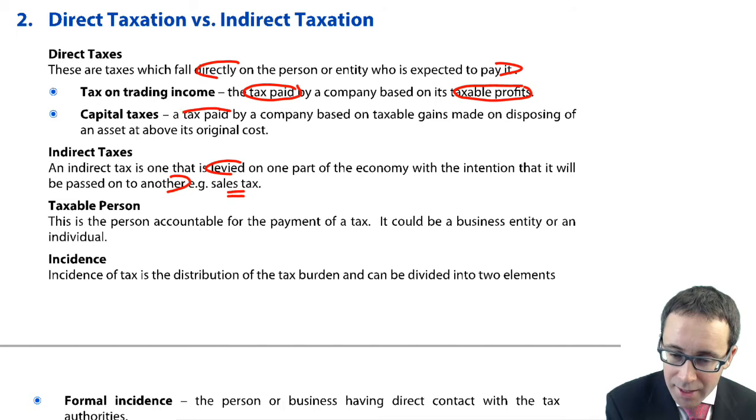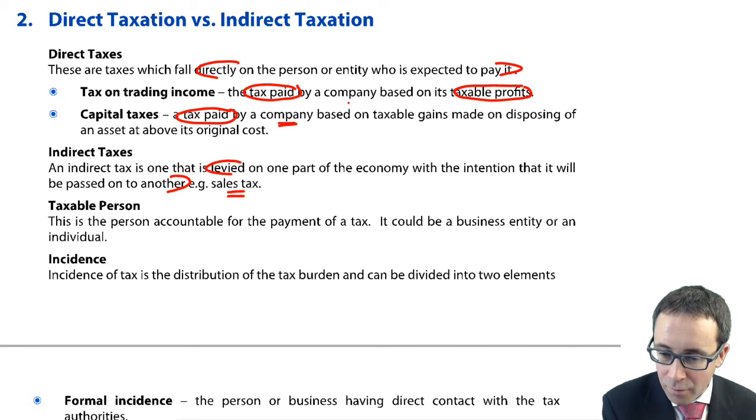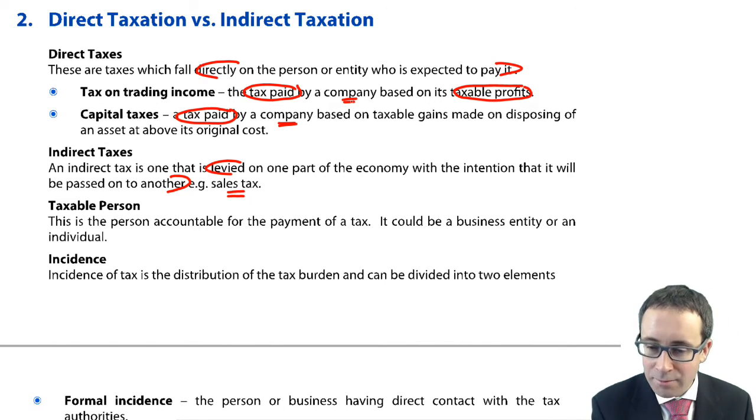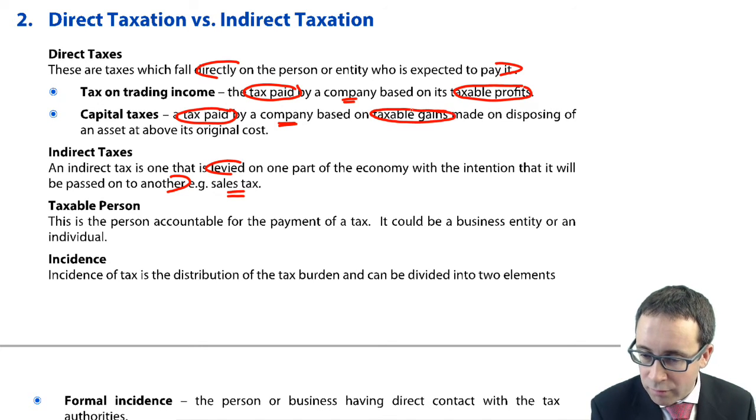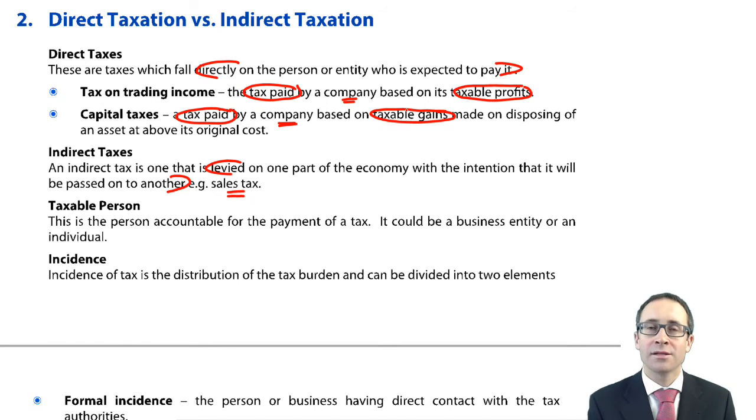Again, it is a tax paid, like before, by a company, and that's based upon not just your taxable profits, but instead taxable gains. So when you have bought an asset and then sold it in the future at above its original cost, you will get a gain, and therefore the government will tax you on that gain and that increase in your wealth. Okay, so they're the two types of taxes, either direct or indirect, and we will begin to look at indirect and direct taxes in a little bit more detail a little bit later on.